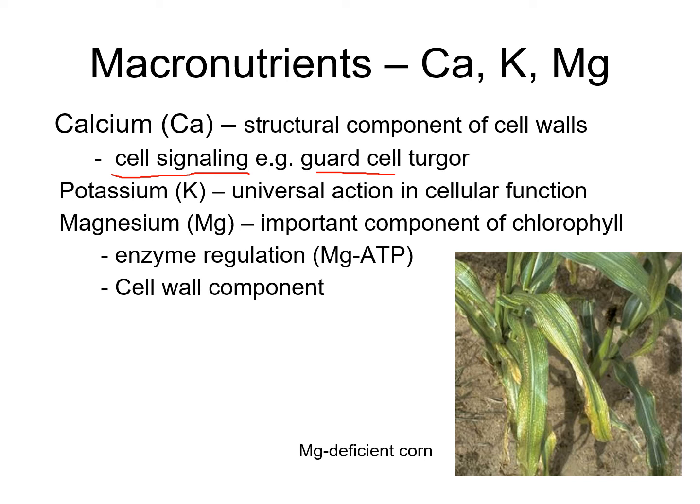Potassium also has a universal action in cellular function as an ion, regulating movement of ions across membranes, which sets up other ways of regulating cellular processes. Magnesium is an important component of chlorophyll. I showed you that picture of the chlorophyll molecule, but it's also involved in enzyme regulation. So magnesium ATP complexes often bind onto or unbind from enzymes, and this regulates those enzymes. Magnesium is also found in cell walls.